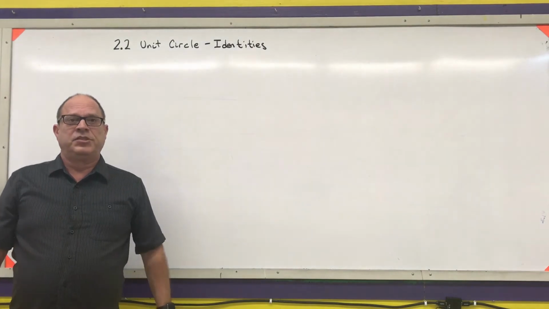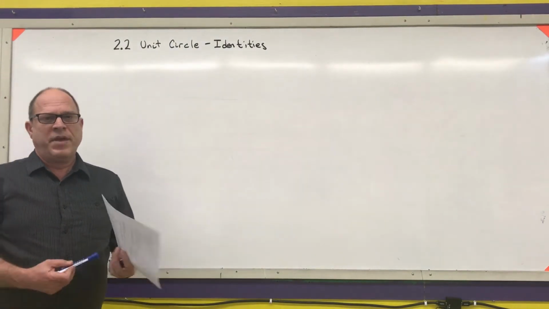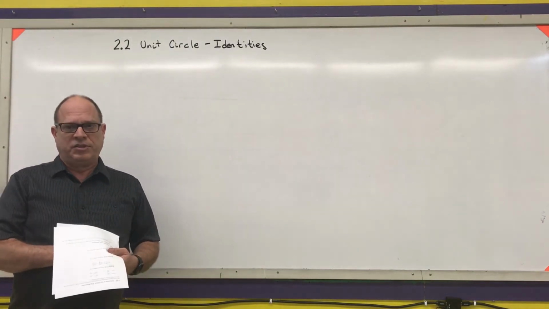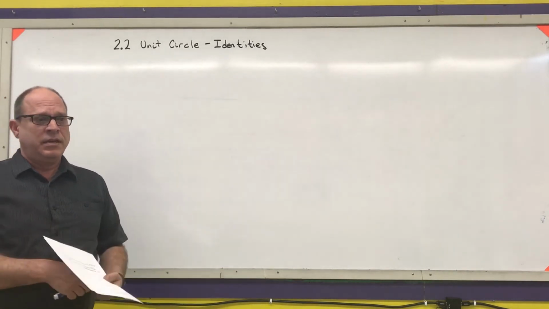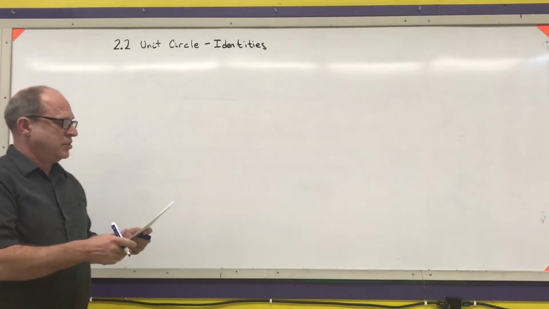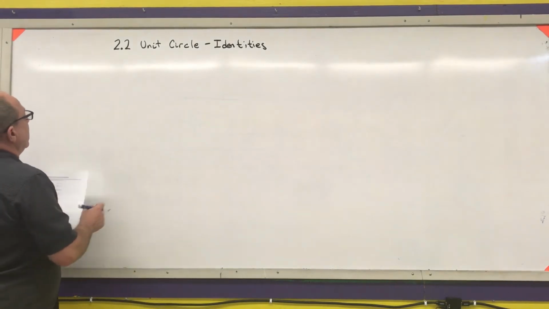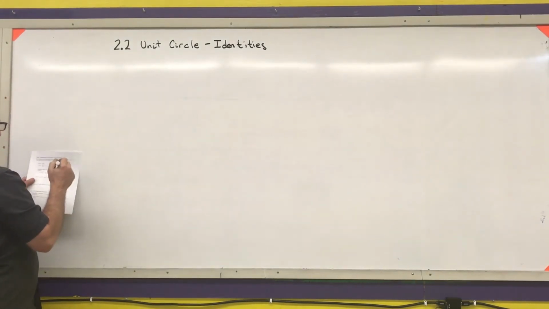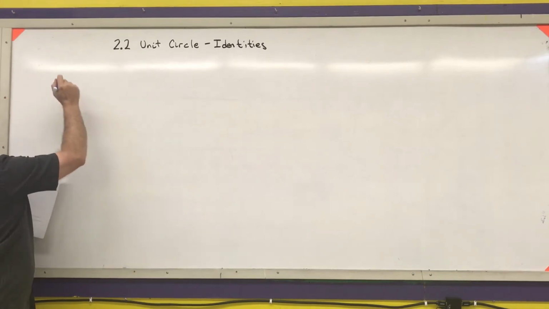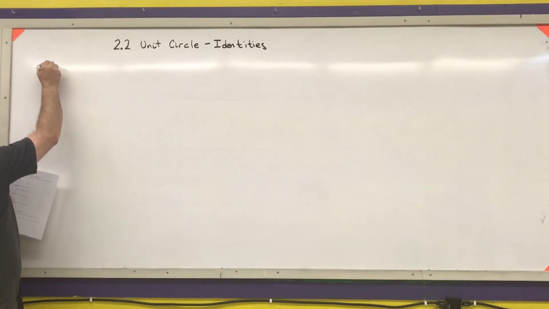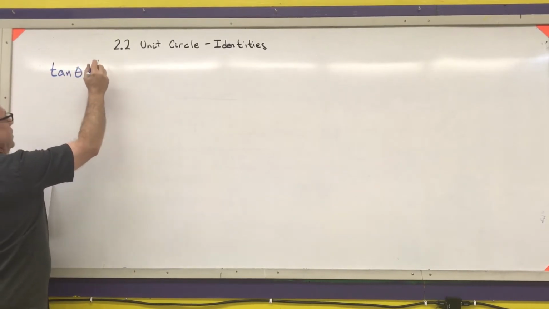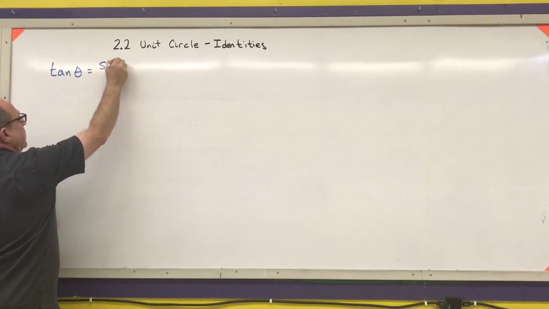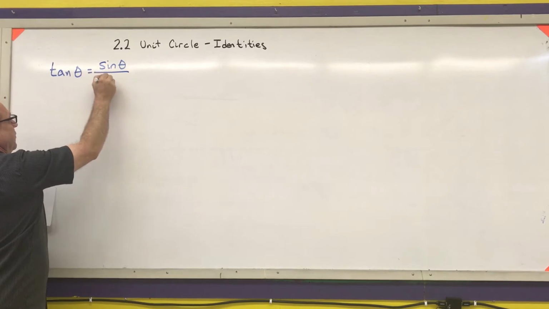The 6 trig functions can all be written based off of the sine and cosine functions. So the other 4, tangent, cotangent, secant, and cosecant, can be written in terms of sine and cosine. Given the sine and cosine of any angle, the tangent of an angle is equal to the sine of the angle over the cosine of the angle.